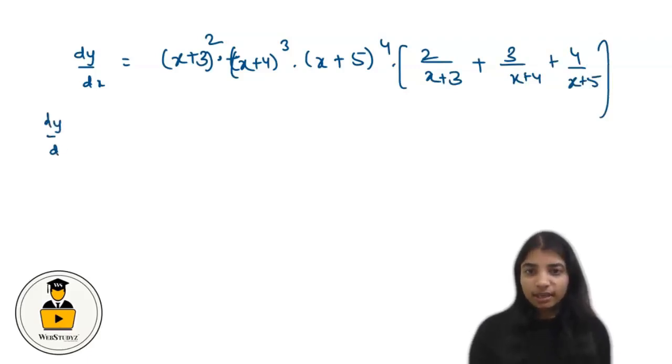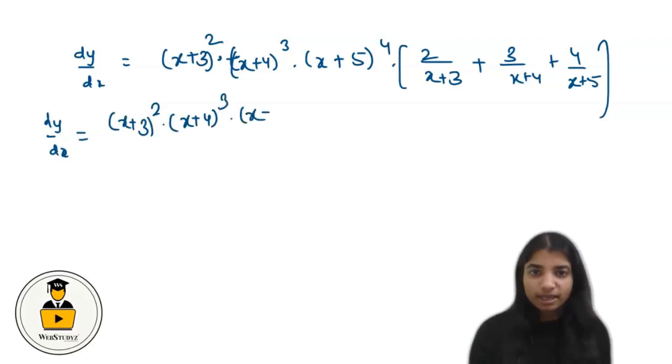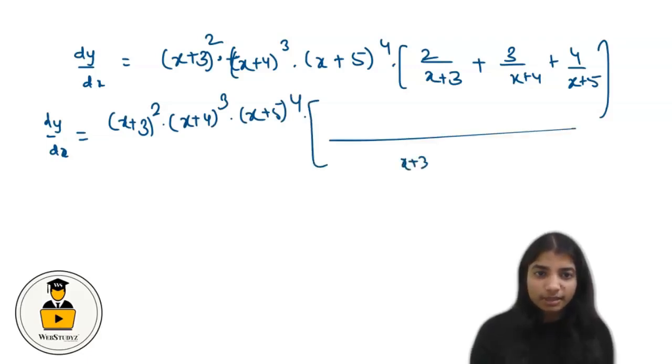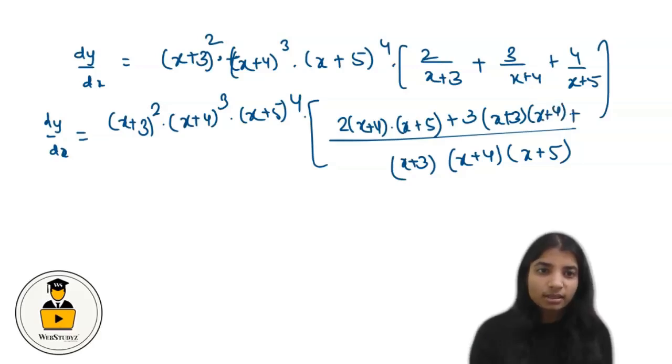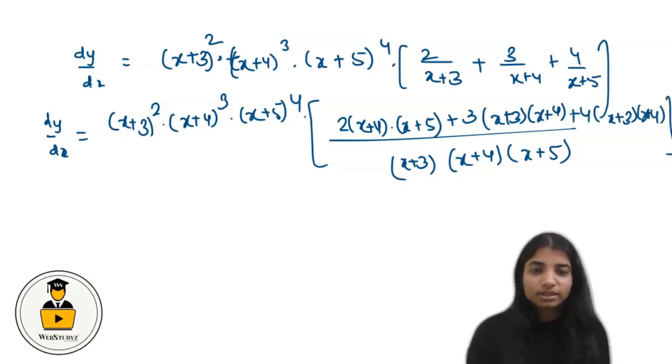Now dy divided by dx from here becomes equal to x plus 3 raised to the power 2, x plus 4 raised to the power 3 multiplied by x plus 5 raised to the power 4. Now here we are going to take the LCM, that is x plus 3 multiplied by x plus 4 multiplied by x plus 5. So this from here becomes equal to 2 multiplied by x plus 4 multiplied by x plus 5, plus this from here is equal to 3 multiplied by x plus 3 multiplied by x plus 4, and this from here is 4 multiplied by x plus 3 multiplied by x plus 4. So this is what we are having.